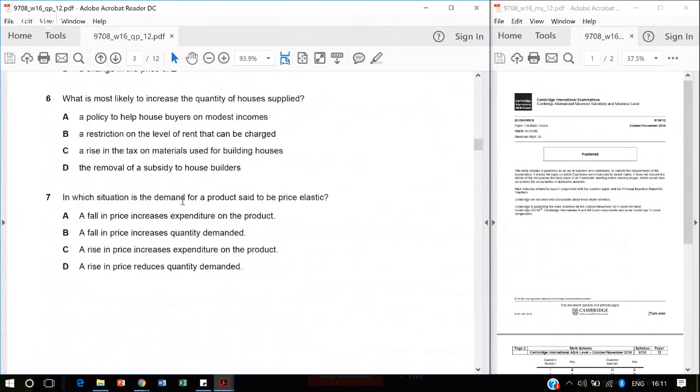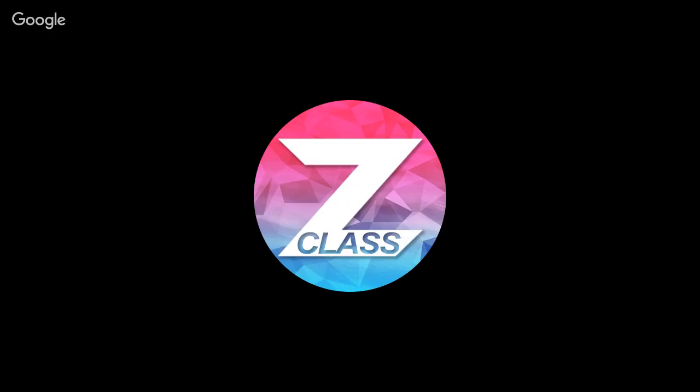Question 6. Which is most likely to increase the quantity of houses supplied? Okay. A is possible. B, a restriction level of B is not, because that's basically a maximum price. That is not true.